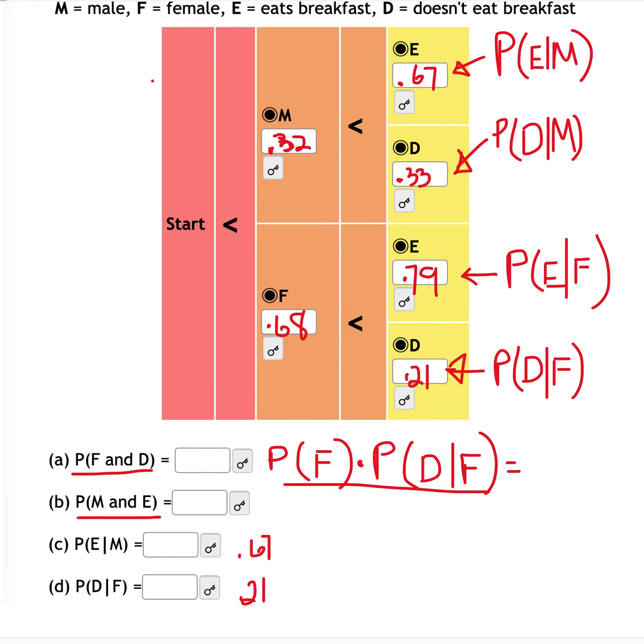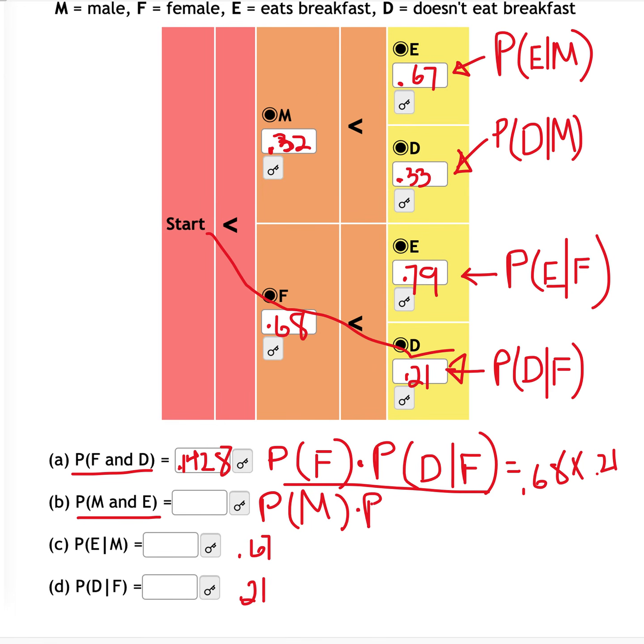So we're going to follow the trail here. I'm going to take 0.68 and multiply it by 0.21. I'm just following the trail down the branches, female and doesn't eat, and multiplying those together. When you do that, you get 0.1428.